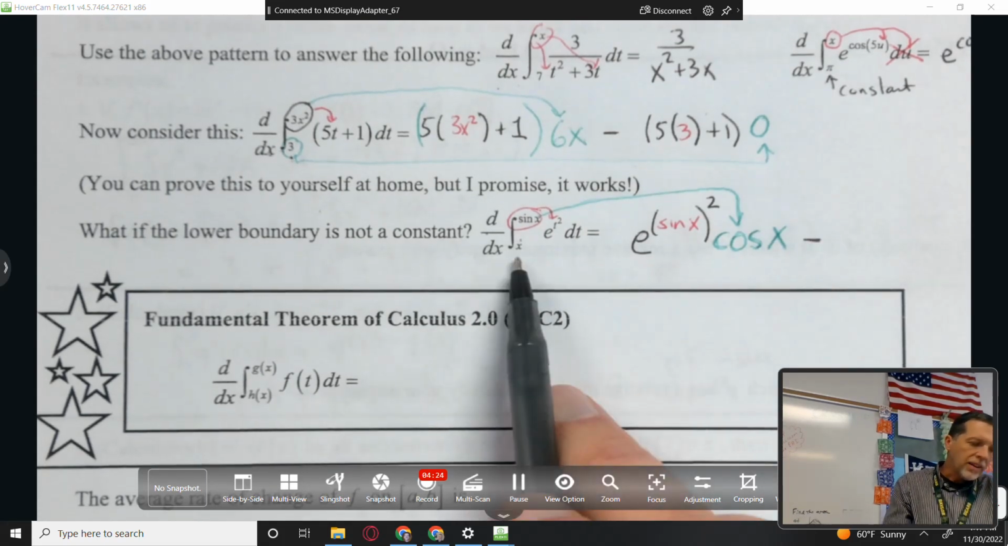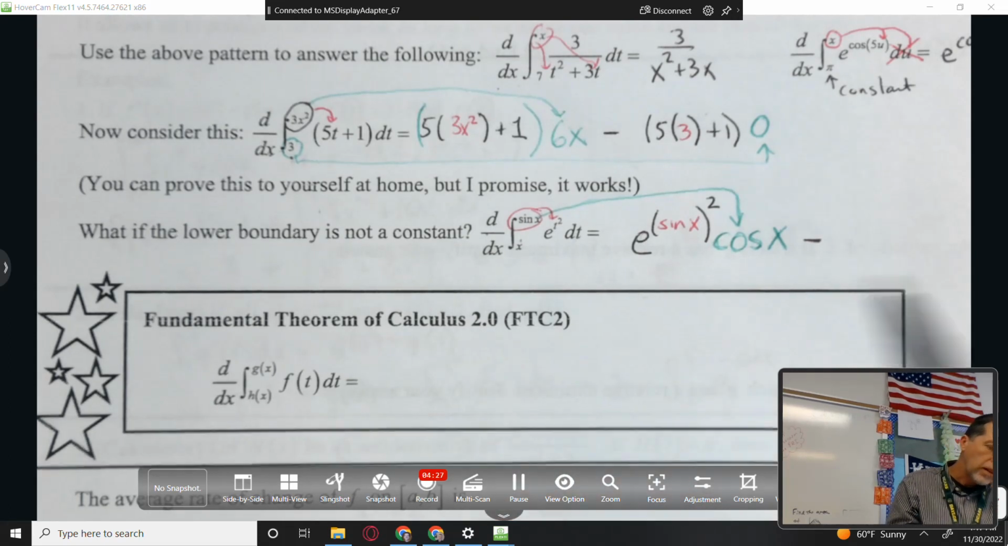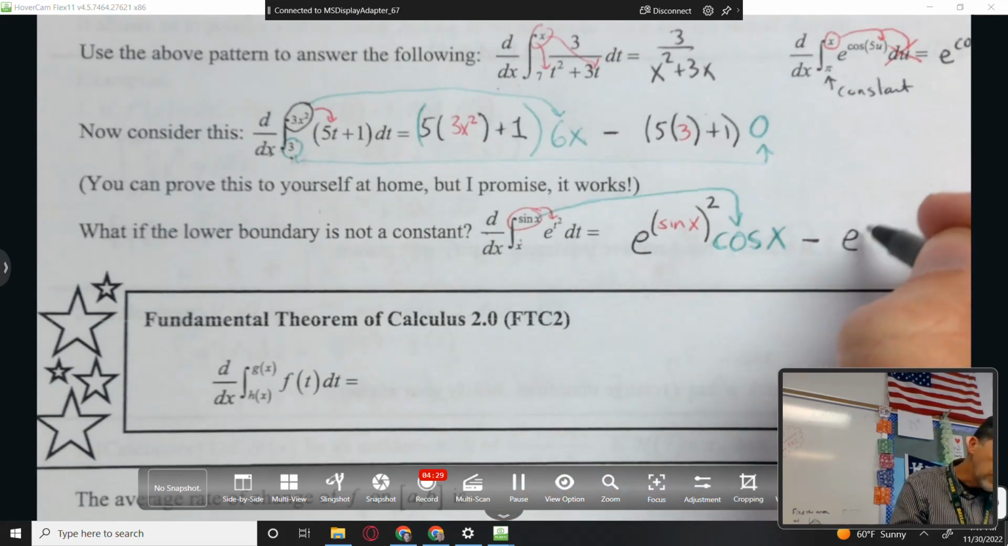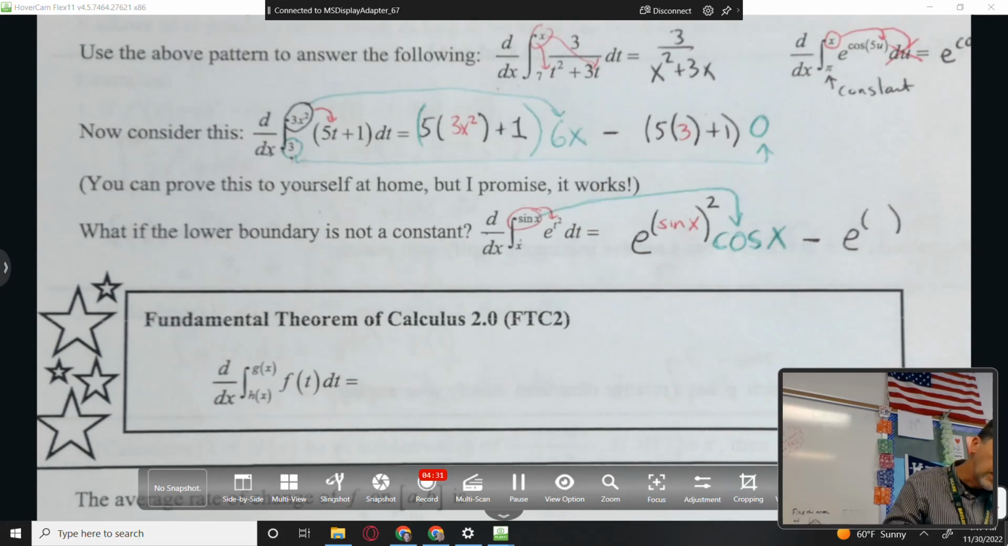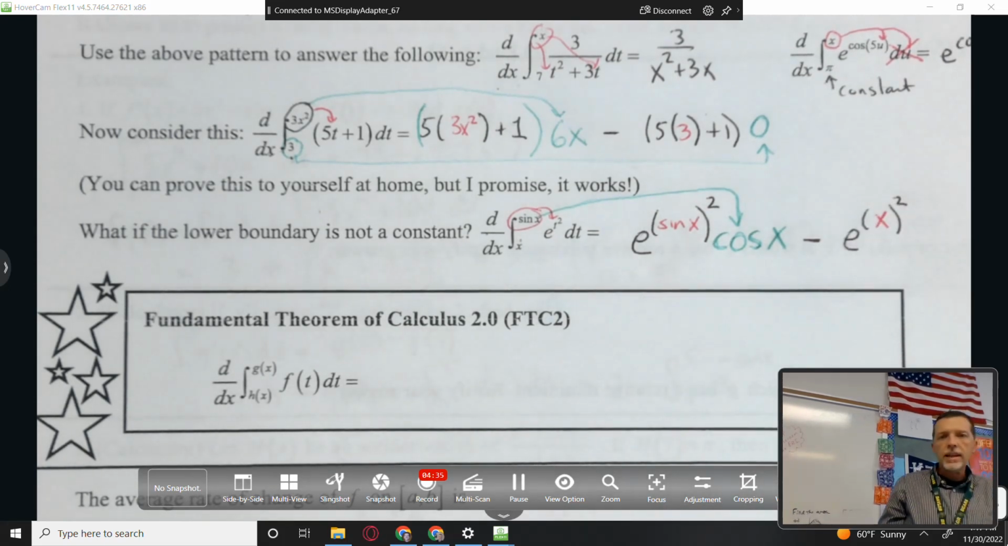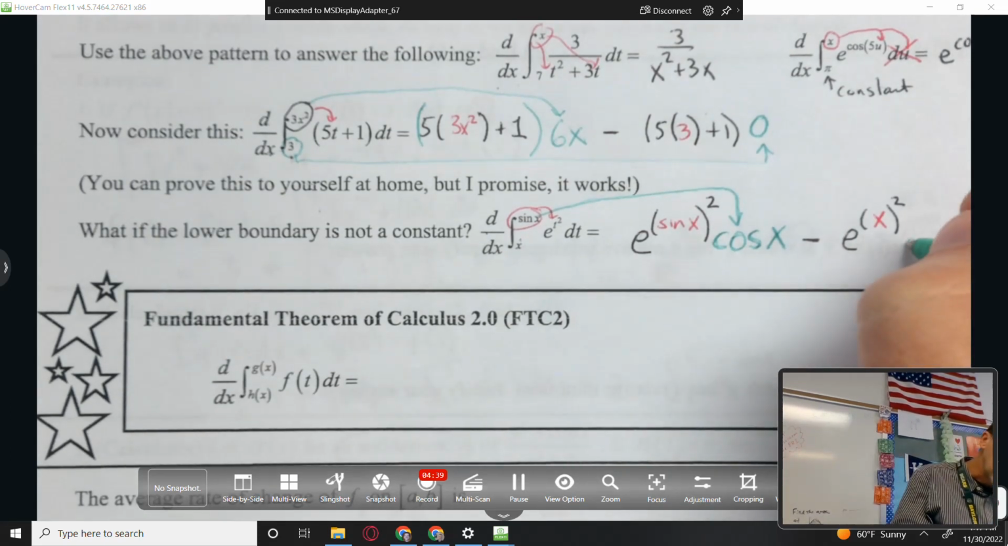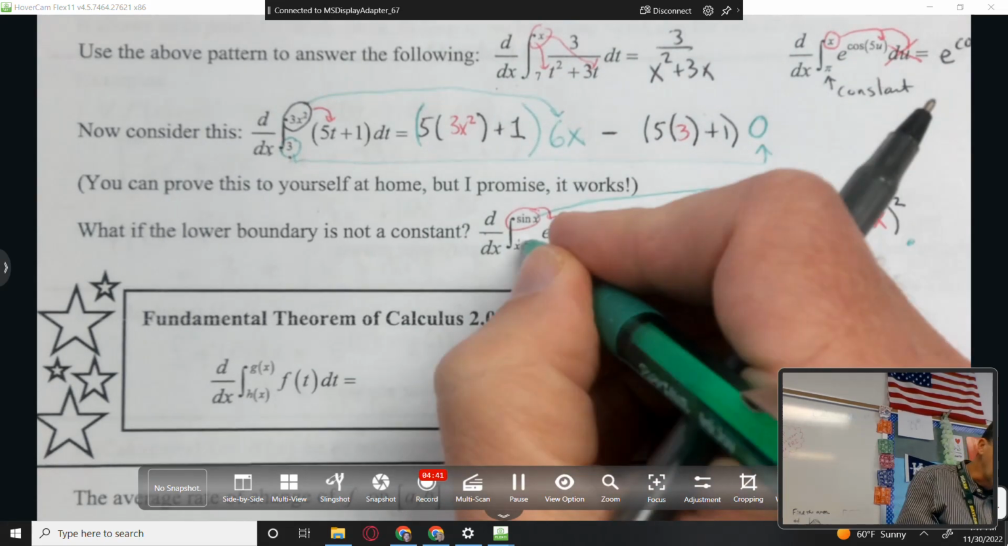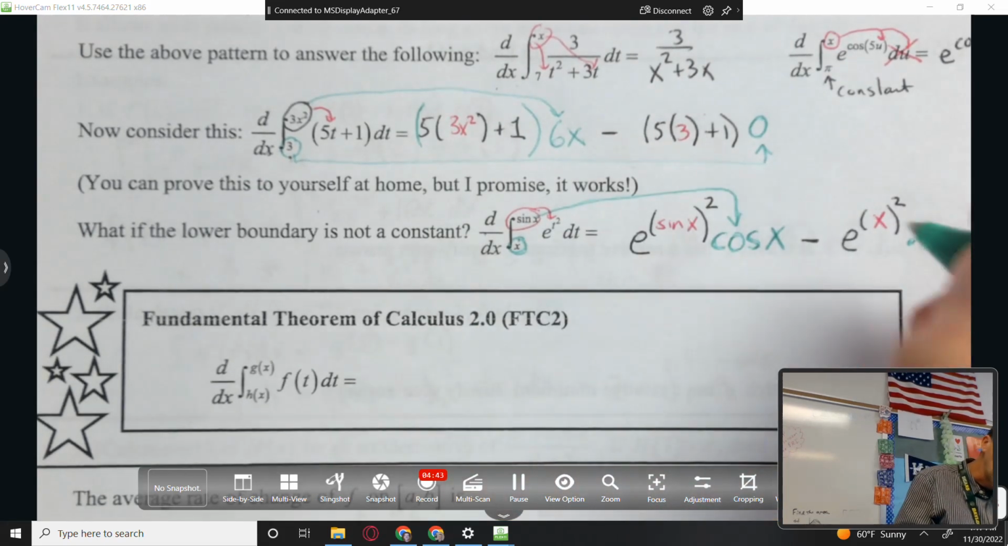And then minus, plug in the bottom one. So e to the x squared. Chain rule, what's the derivative of x? 2. Or x squared is 2x. Well, I don't want the derivative of x squared though, I want the derivative of x. So 1.